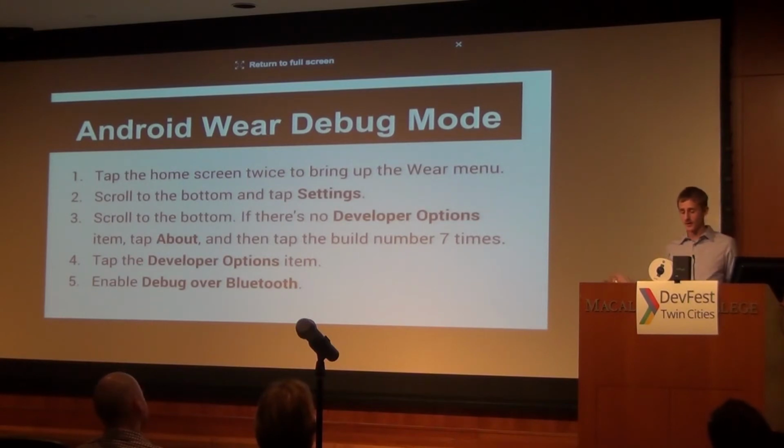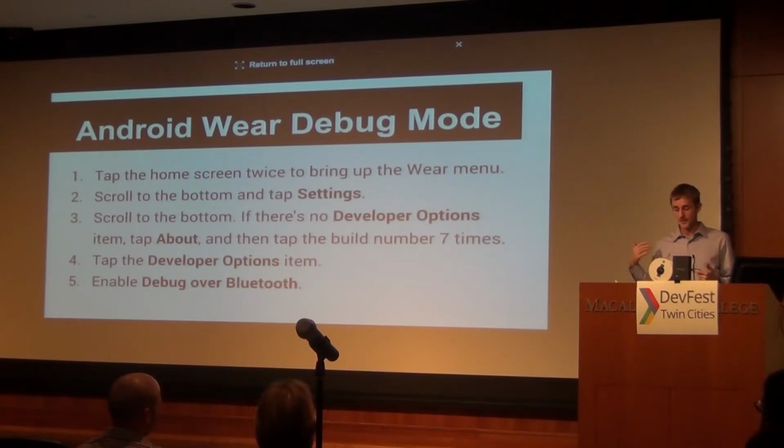And the steps to do that are very complicated. I have the 5 steps here. So you have to tap the home screen twice, bring up the menu, scroll to the bottom, click on settings, scroll to the bottom again. If there's no developer options, tap on about, and then go to the build number and tap on it 7 times.